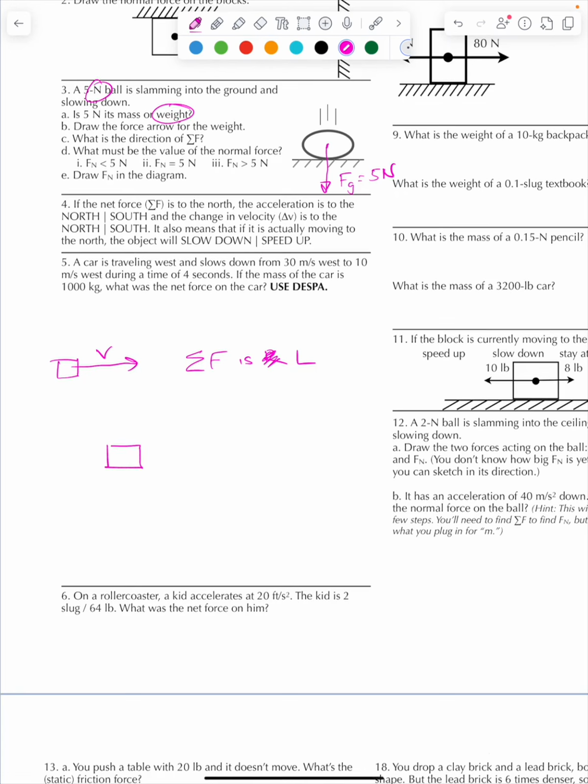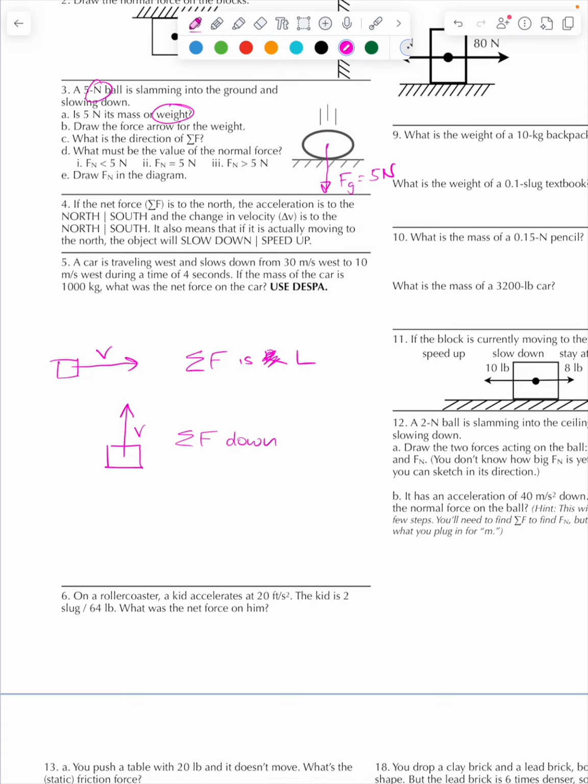Let's try another one. Let's go up and down. Let's say this box is going upwards. That's its velocity. So that's not a force arrow. I'm just saying its velocity is upwards. If the box is slowing down as it's moving up, which way is the net force? The net force must be down.